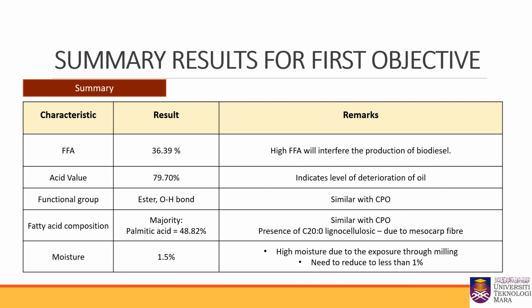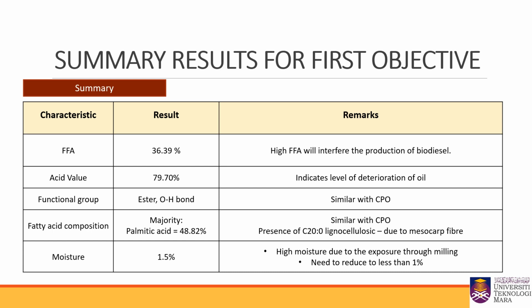Okay, so this is the summary. Basically the FFA for the SPO is quite high, which is 36%, which gives us the expectation that high FFA will interfere with the production of biodiesel. Therefore, we have to reduce it. Acid value is 79%, which indicates a high level of deterioration of the oil. For the functional group from the FTIR, we got the ester peak, which is similar to CPO, indicating that it is qualified to replace CPO or vegetable oil.